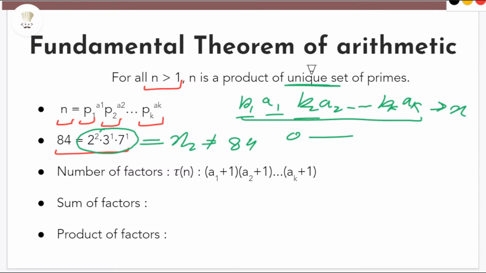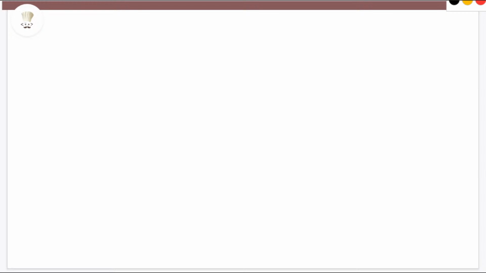You most probably already know this, but with the use of this, we can calculate a number of different things, like the number of factors, which we denote as tau n, right? What will be the number of factors of n if n is p1 to the power a1, p2 to the power a2 up until pk to the power ak? It would be (a1 plus 1)(a2 plus 1) up until (ak plus 1). How did it come out to be? Let me explain it.